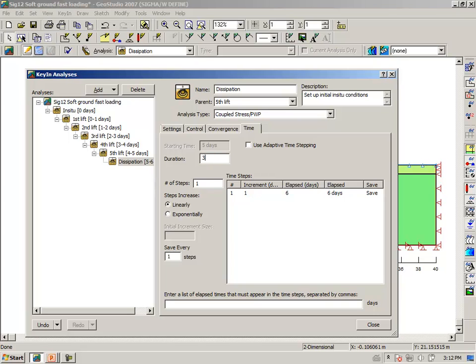So we now have a duration of 30 days, and let us say that we have 10 time steps during that initial 30 days, and notice that the total elapsed time now is 35 days.